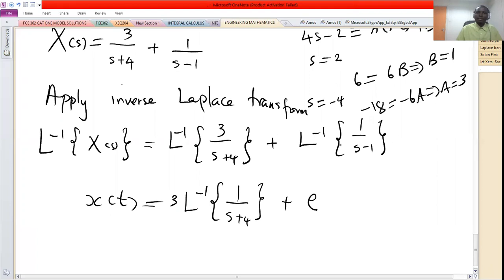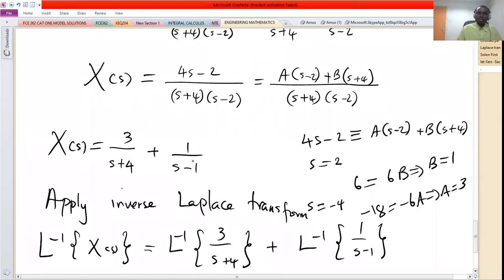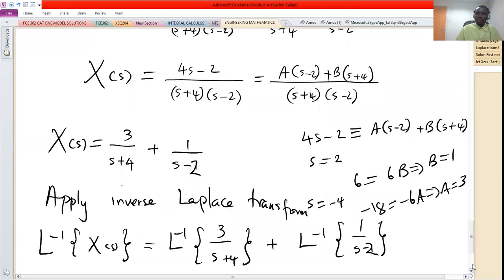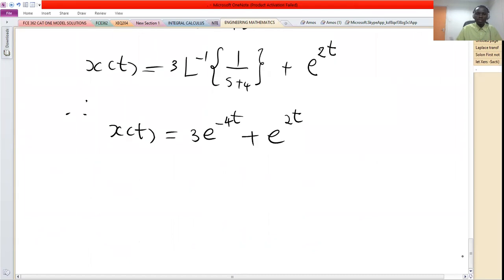So this, remember this is 2. This is 2, not 1. So this is 2. So that will give us e raised to the power 2t, and therefore x of t will be 3. This one is also a standard one, e raised to the power minus 4t, plus e raised to the power 2t. So this is the solution of the function x of t.